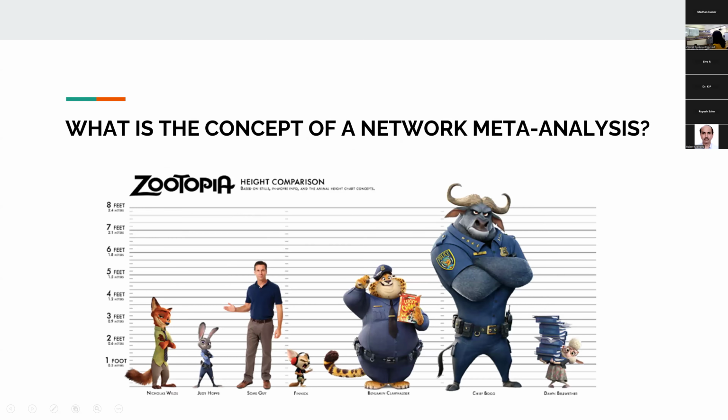So what is the basic concept of a network meta-analysis? This is basically from a cartoon I like. If we know that the bunny is shorter than the fox and the man is taller than the fox, then obviously the man becomes taller than the bunny. This is a simple way to understand direct and indirect evidence. If you know A versus B and B versus C, then maybe you can draw a conclusion on A versus C.